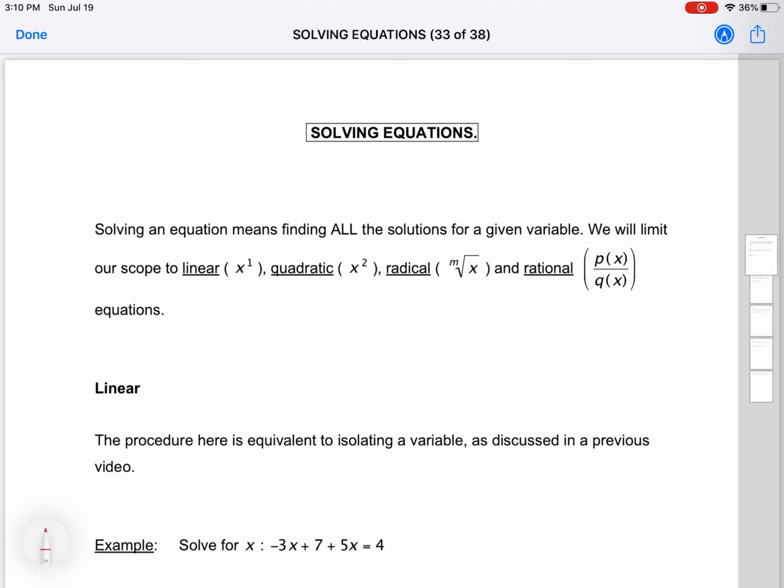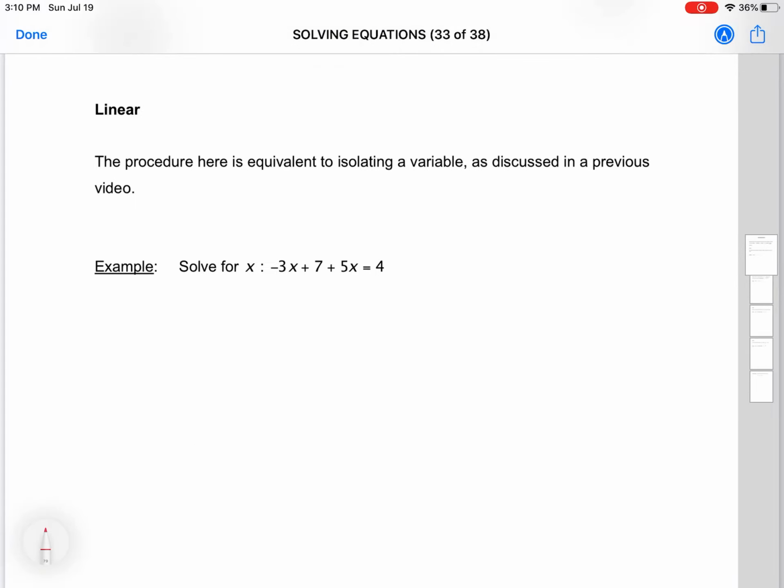Hello students, welcome to the 7th module of our review of high school pre-calculus. This video is devoted to solving 4 types of equation. We'll be looking at linear equations, quadratic, radical, and rational equations. Each one has kind of their own way of being solved, so let's look at them separately one by one.